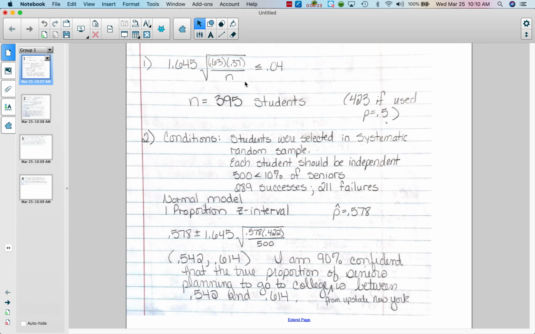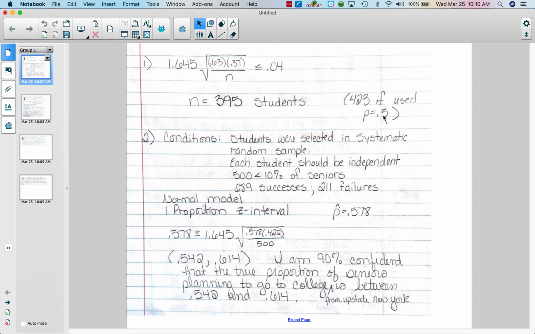Anyway, when you go through and you solve for n, here's what you are doing. You end up with 394 point something, and regardless of what that is, when you are solving for the minimum sample size, you always have to round up. Now, all of you used the 0.63 that was provided. I think I told you that.